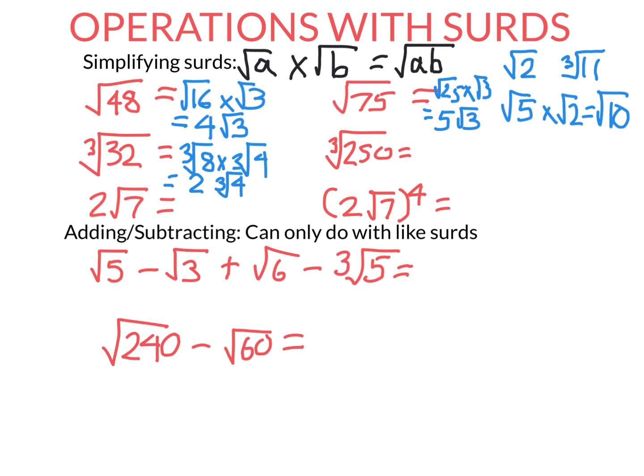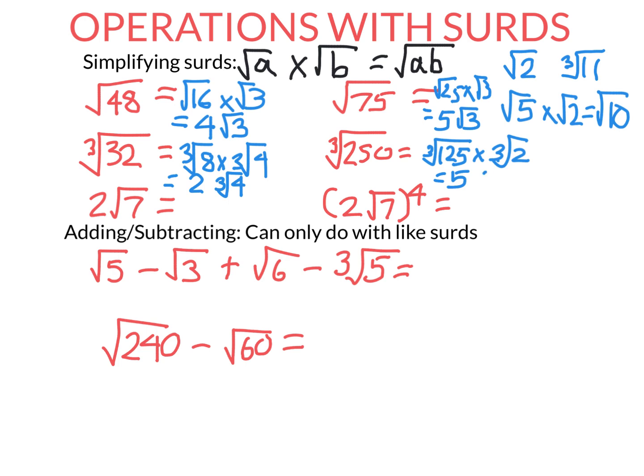I can do the same here. The highest perfect cube that goes into 250 is actually 125, which is 5 cubed. So I write it as the cube root of 125 times the cube root of 2. And the cube root of 125, as I said, is 5.